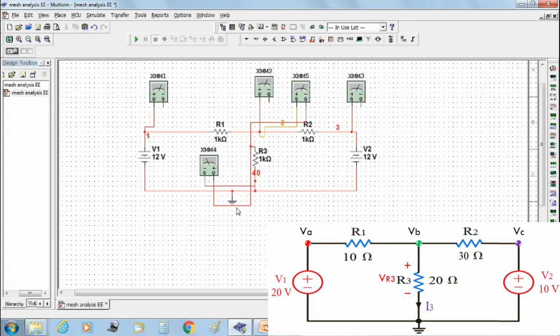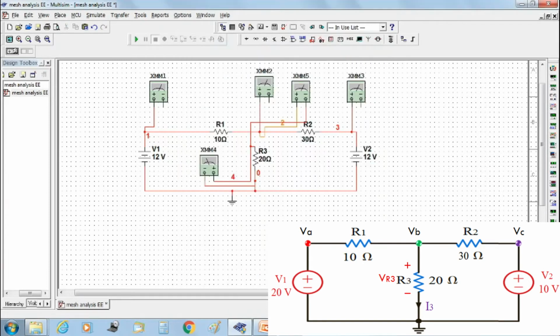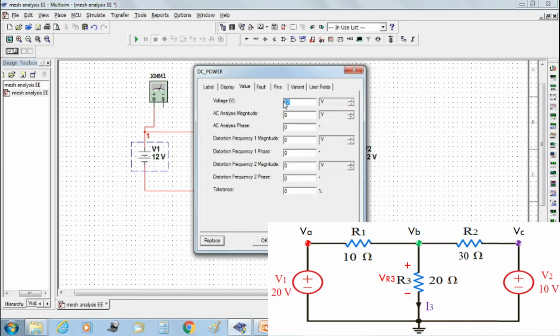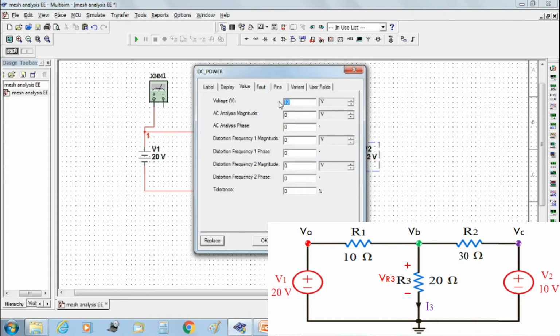Then change the component values. Resistor R1 at 10 ohm, resistor R3 at 20 ohm and resistor R2 at 30 ohm respectively. Then set voltage V1 at 20 volt and voltage V2 at 10 volt.